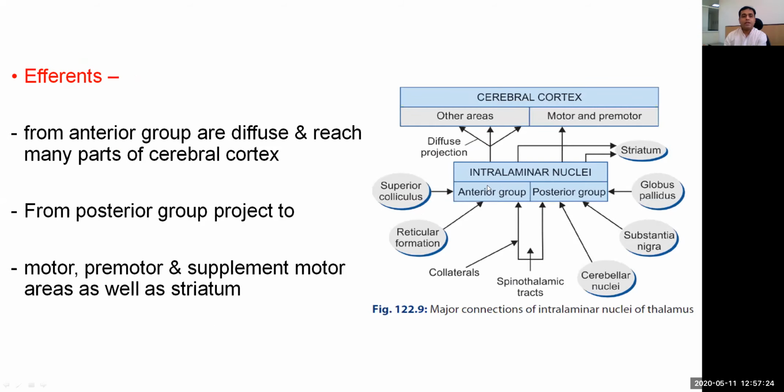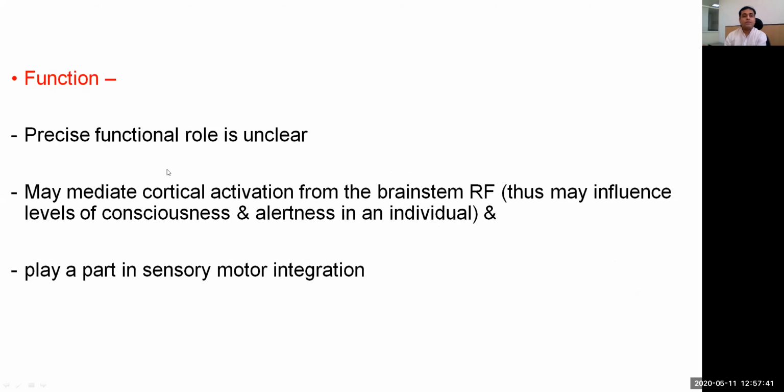Efferents from the anterior group are diffuse and reach many parts of the cerebral cortex. Whereas from the posterior group, the fibers are projecting to the motor, premotor, and supplementary motor areas, as well as the striatum. Function: their precise functional role is not that clear, but they may mediate cortical activation from the brainstem reticular formation and thus may influence levels of consciousness and alertness in an individual. They also play an important part in sensory motor integration.